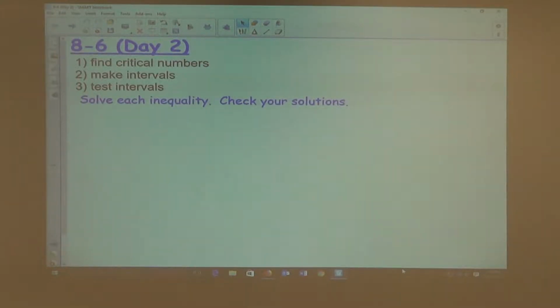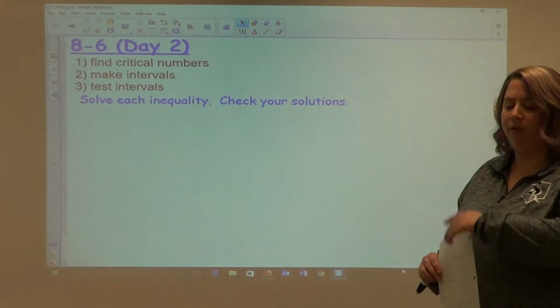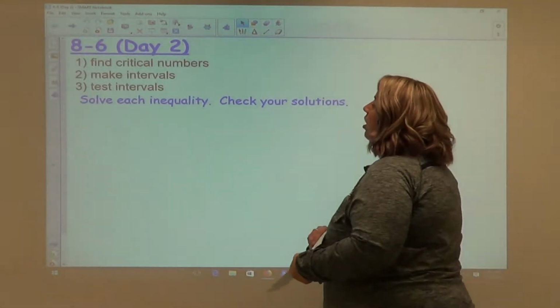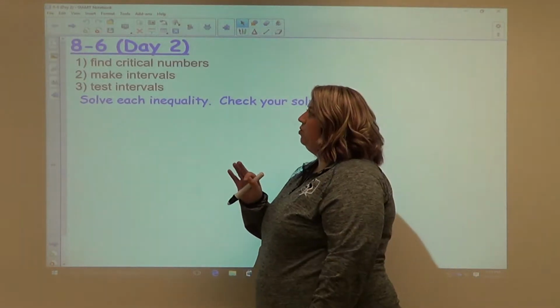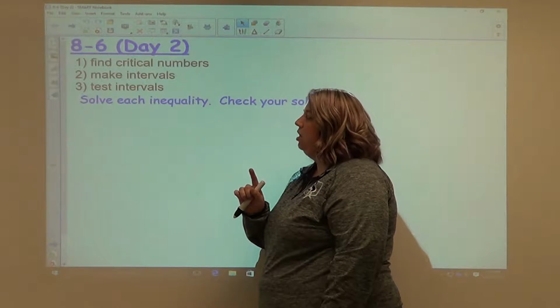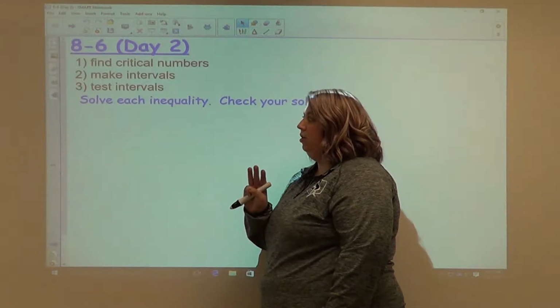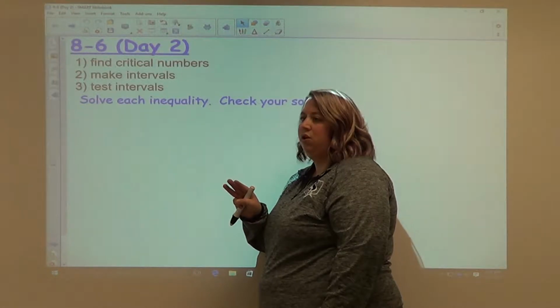Okay, this is the last section in chapter 8, last part. We're going to solve the rational inequalities. You have 3 steps in order to solve them. The first thing you're going to do is find your critical numbers. The second thing we're going to do is make intervals. And the third thing we're going to do is test intervals.